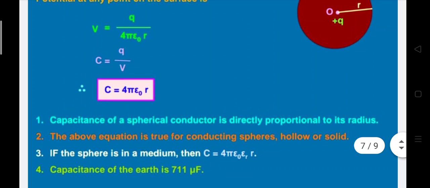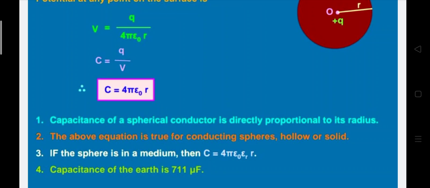From this formula, what do you find? 4 pi epsilon naught are all constants. Capacitance is directly proportional to radius. The larger the radius, the greater the ability to hold a given amount of charge without running up to high voltage. That is, if you want to hold more charge, the radius of the sphere should be greater. This formula C is equal to 4 pi epsilon naught R is true for conducting spheres, hollow spheres, or solid spheres.